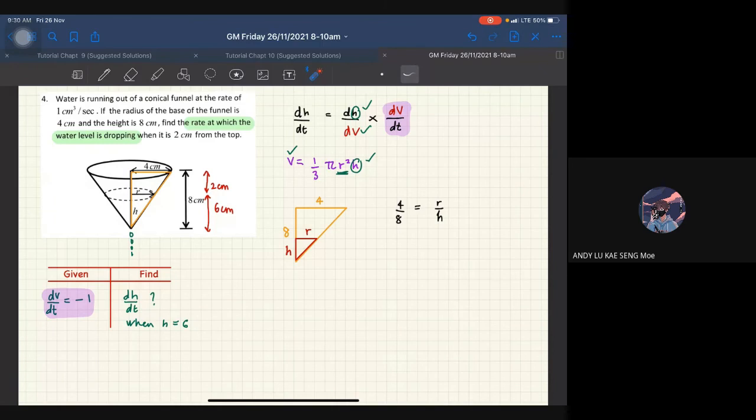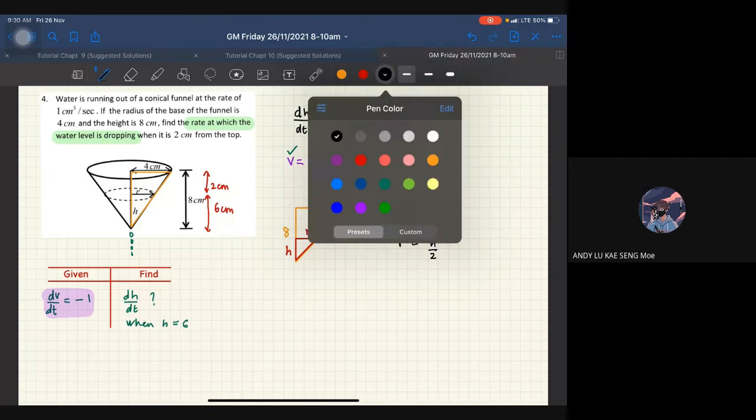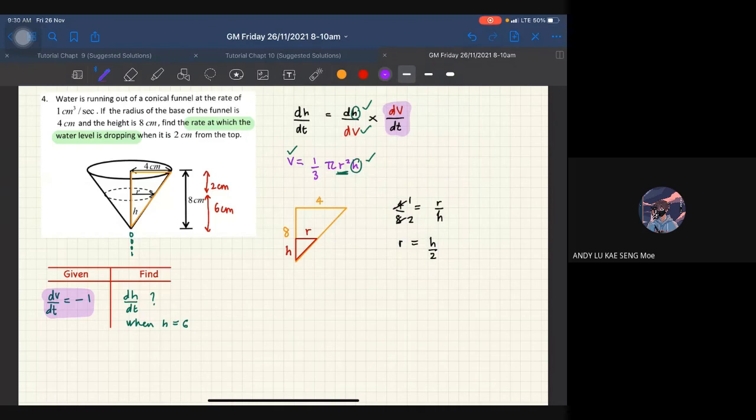Okay, so simplify this one. Let's do kat sini. So I simplify this one, I will get 1 over 3 pi H square over 4 H. So simplify lagi, kita akan dapat 1/12 atas ada pi and then H cube. Okay, tolong cek untuk saya betul tak saya buat kat situ? Ada tak apa-apa salah? 1/12 H cube. Betul. Okay, nampak macam dah betul. Alright, so let's move on.